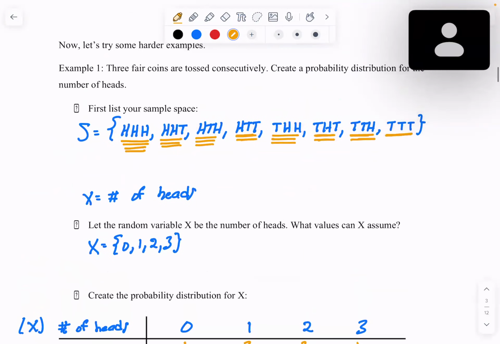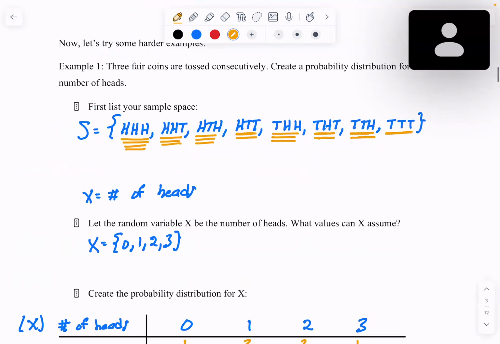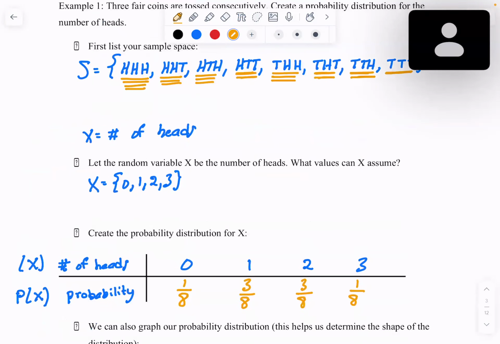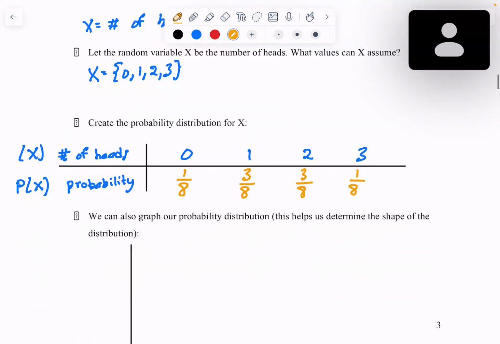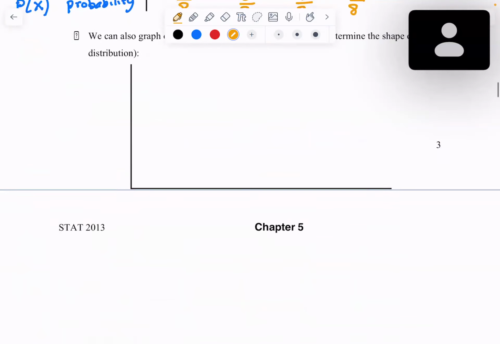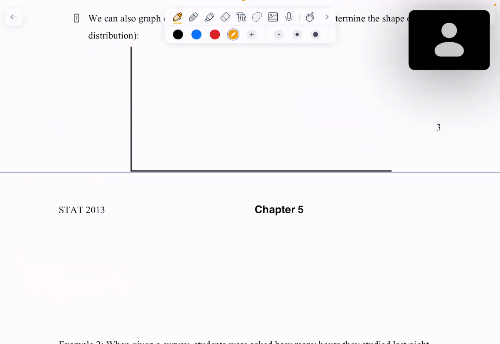So that one wasn't too bad because the sample space was quite small. So you were able to identify where these could happen. And then if you're given a probability distribution like this, if you're able to calculate the probability for each of these by just looking at how many times it occurs, then you can also graph this, and it would look something like this. On the y-axis goes the probabilities. On the x-axis goes the number of heads.